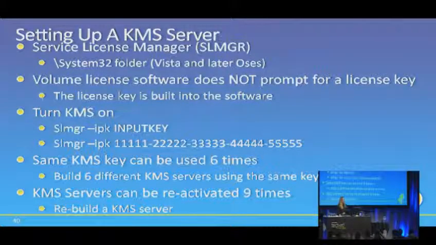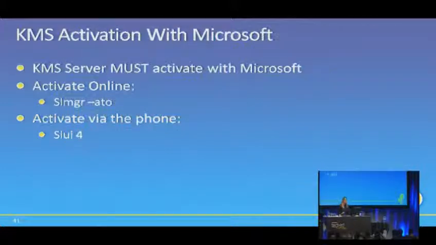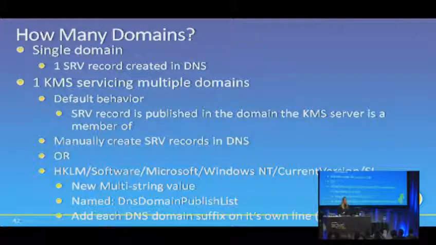Setting up KMS is as easy as just turning on the KMS key. There's no special software that has to be installed, but you do have to have a KMS key. So you go to the command line and use the Service License Manager, SLMGR space -IPK, input the KMS key. That KMS key can be used on 6 different KMS servers, and if you have to rebuild that server, you could do it 9 times with the same KMS key. So they're pretty reusable. We already mentioned that.